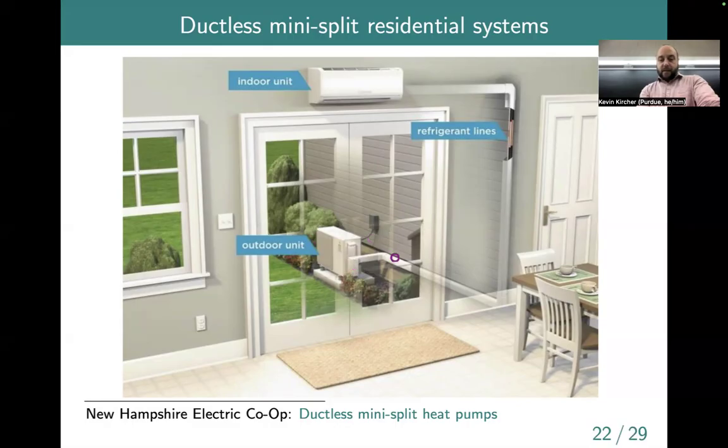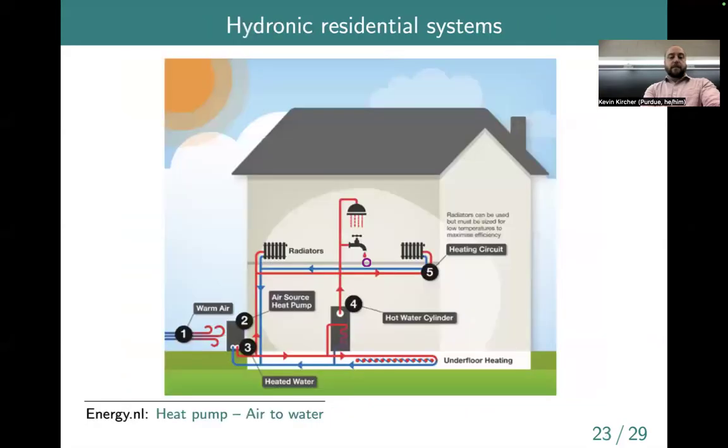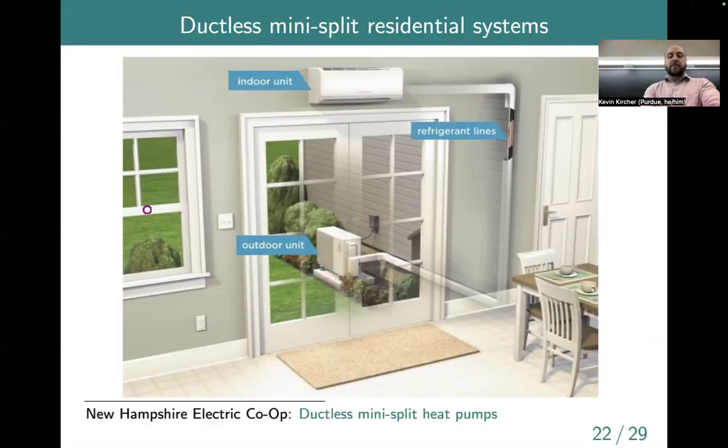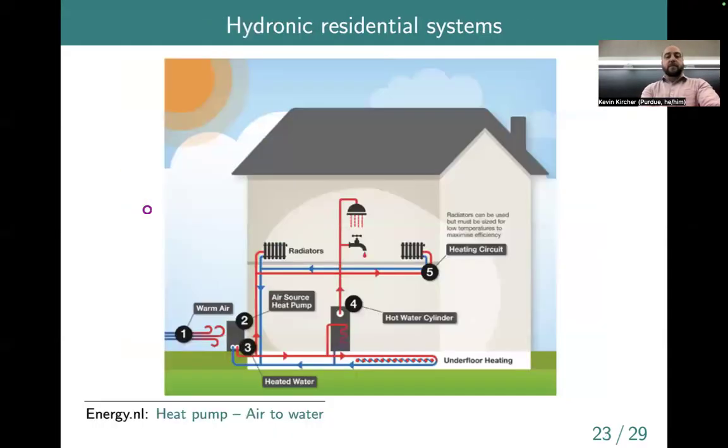And then the white run here is refrigerant lines. So it would basically supply refrigerant to a heat exchanger here in the indoor unit. So if we're doing air conditioning, we would have cold refrigerant flowing in, and then there would be a fan here that would basically suck in air and blow it over that coil. And then hot refrigerant would return back to the outdoor unit.